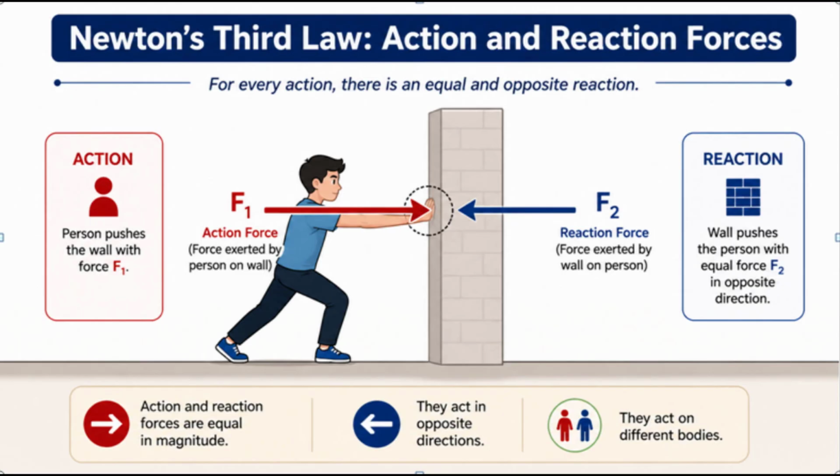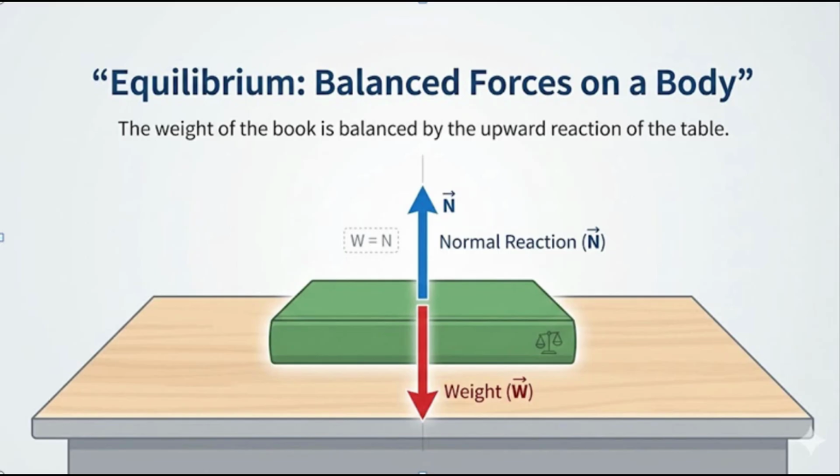What is reaction force? According to Newton's third law of motion, every action has an equal and opposite reaction. So, when a body applies force on another body, the second body gives back an equal and opposite force called reaction force. For example, a book placed on a table has its weight acting downward, and the table gives an upward reaction. This keeps the book in equilibrium.